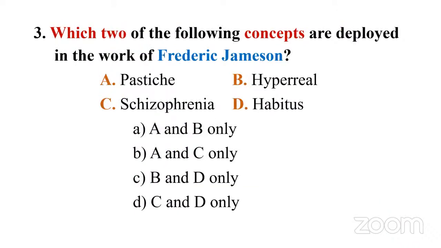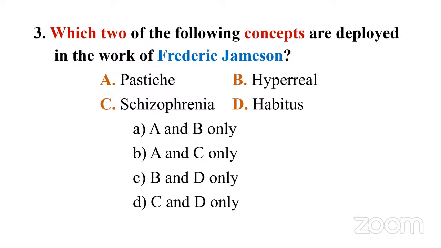Let's check out question number 3. Which two of the following concepts are deployed in the work of Frederick Jameson? So we have 4 terms. We have capital A, pastiche, capital B, hyperreal, capital C, schizophrenia, capital D, habitus.